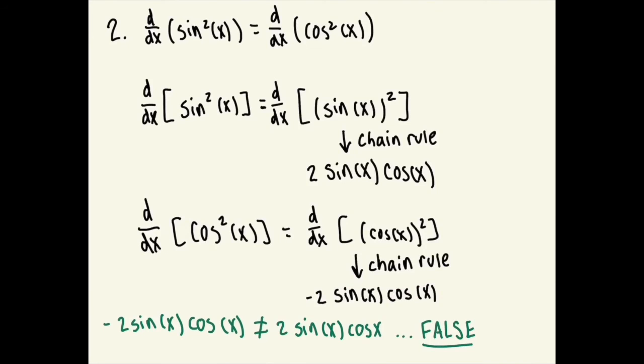Therefore, the derivative of sine squared of x is not equal to the derivative of cosine squared of x, because the derivative of sine squared of x is positive, and the derivative of cosine squared of x is negative. So the answer would be false.